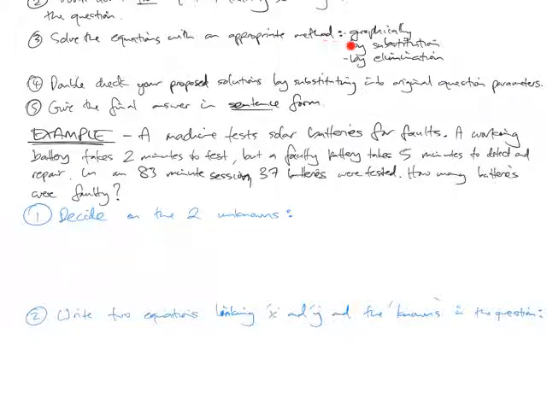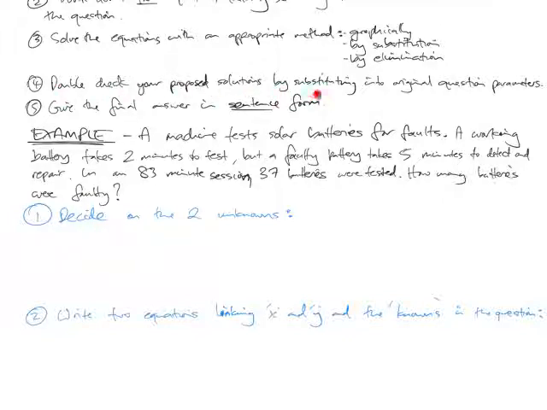Step 3, solve the equations with an appropriate method. So you've had previous videos showing how you solve simultaneous equations graphically, by substitution and by elimination. You need to choose one of those that best fits with the equations that you've created.